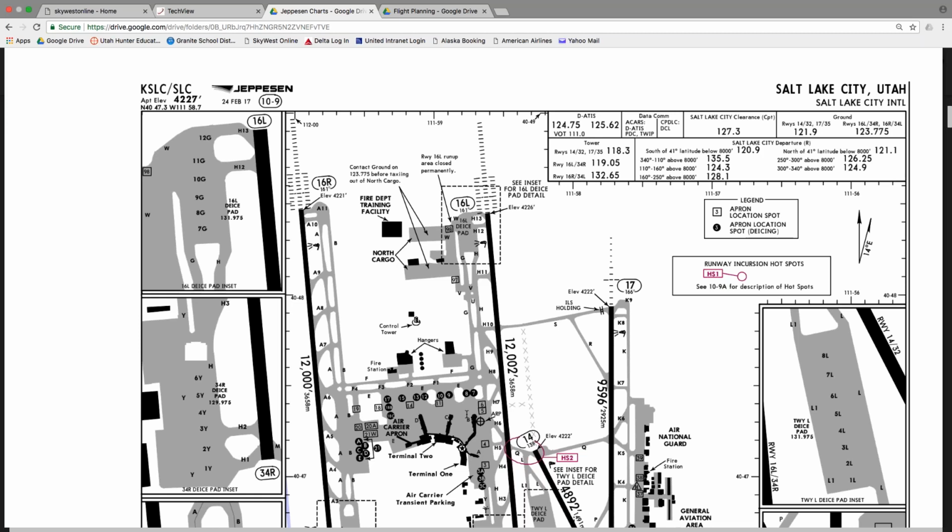What are our winds in Salt Lake City? 100 degrees at 12 knots. 100 at 12. Okay. All right. So now we've got to figure out this portion, right? Okay. Good. We've eliminated everything there. Okay. Climb and descent.